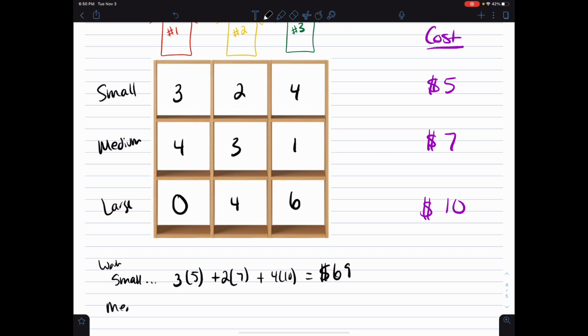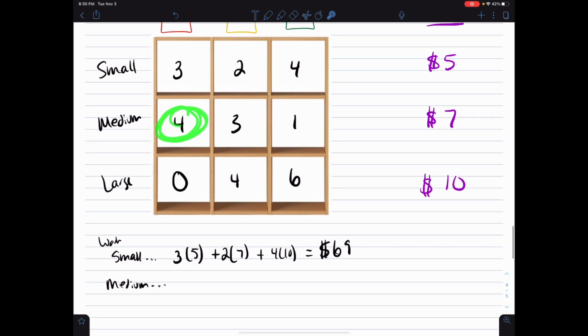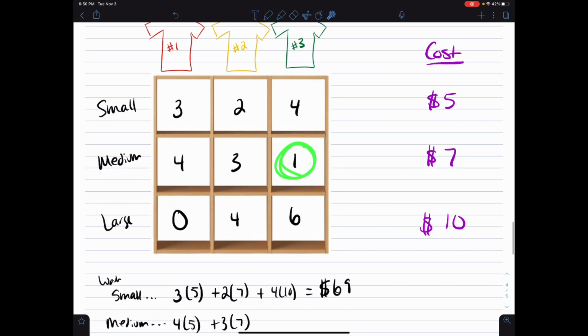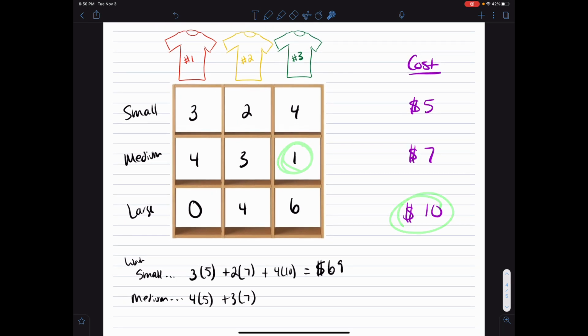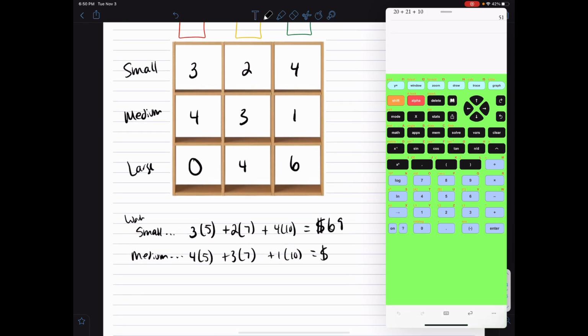Let's do the same thing for the mediums. We have 4 mediums in shirt number 1, and they each cost $5. So 4 of those shirts each cost $5. Then we have 3 mediums of shirt number 2, but they each cost $7. So 3 that cost $7. And at the end, we have 1 medium in shirt number 3, and shirt number 3 costs $10 each. So we'd add 1 times 10. And again, you can do this in your head too, but $20 plus 21 plus 10, we only get $51 from the mediums.